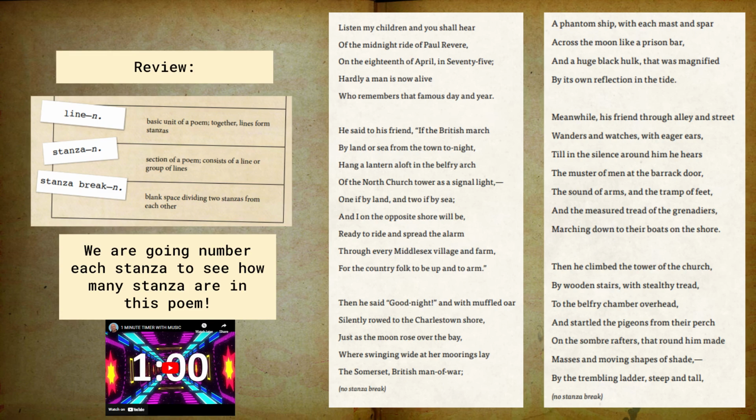Please listen to the second word. A stanza is a section of a poem that consists of one line, or it can be a group of lines. A stanza break is where there's a blank space dividing two stanzas from each other. Looking at our first page here, this is a group of lines that makes a stanza. This is our first stanza break.